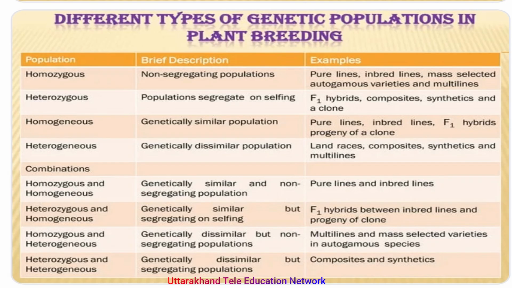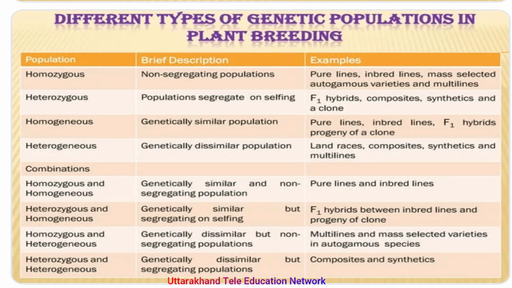First one population, second one brief descriptions and example. Homozygous: non-segregating populations, and examples are pure line, inbred line, mass selected autogamous varieties and multilines. Second one is heterozygous. Heterozygous are populations that segregate on selfing, and examples are F1 hybrids, composites, synthetics, and a clone.